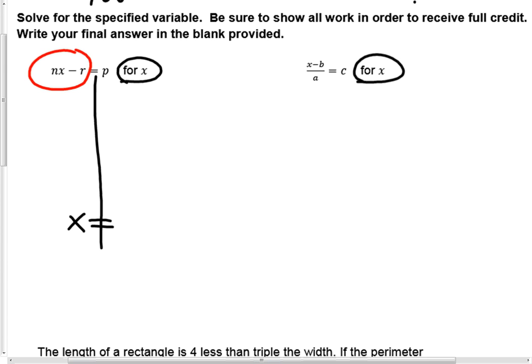Look at what's in the bubble. We've got too much stuff there. What do we need to get rid of so that it's just X? Negative R. How do you get rid of a minus R? Write it down.